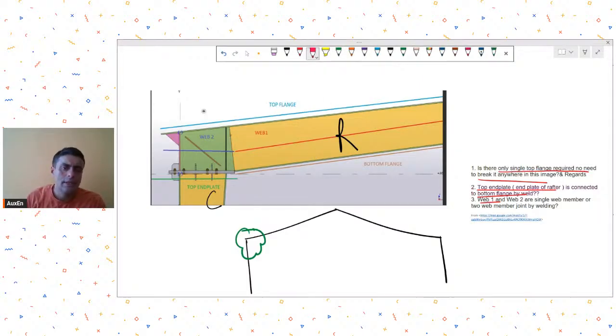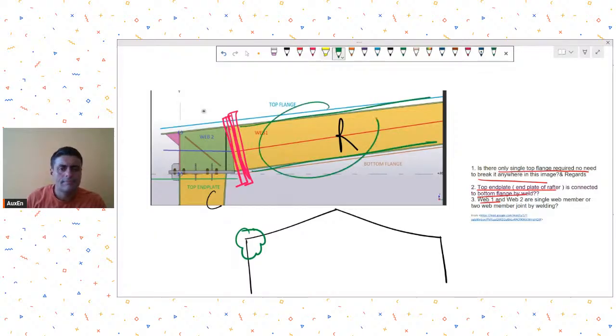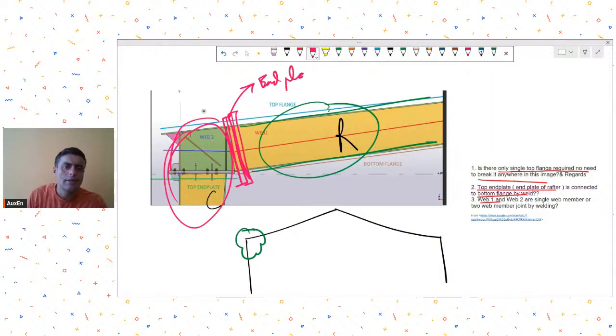Number one option is that you provide an end plate over here. I'm just telling you the options first. So in that case, this becomes one member and this becomes another member, and it is connected at this location. So this becomes my end plate connection.